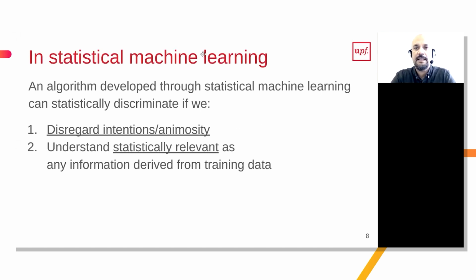And we understand that statistically relevant means anything that the machine learning algorithm derives from the training data, which is basically how machine learning algorithms work. Everything they do is deriving these statistical beliefs from the training data, right? So an algorithm can discriminate. In which sense? In the statistical sense. And most often, an algorithm can discriminate in the group discrimination way, which means that it will treat people according to the group that they belong to, not necessarily according to their own characteristics.